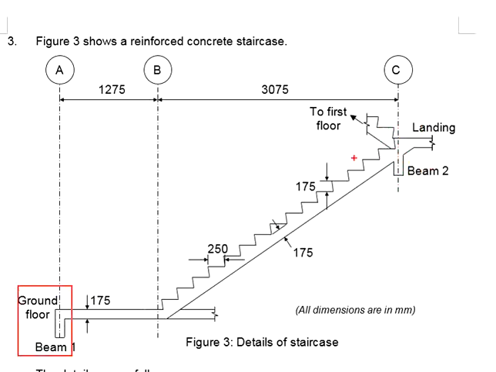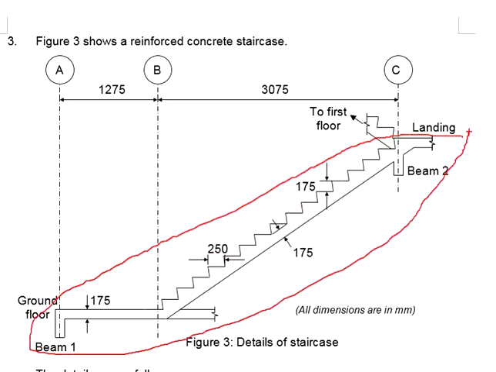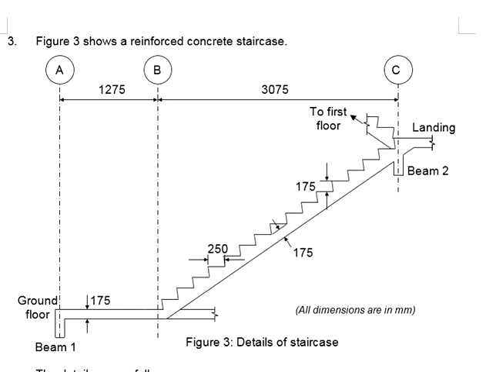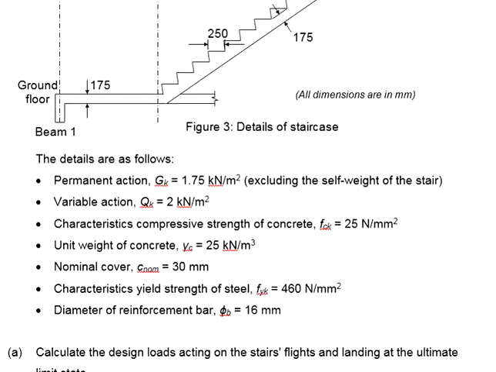Based on the locations of the beams, this determines the effective span of the staircase. The dimensions of the staircase are given here. You can design this part of the staircase and then apply the same detailings for the following part of the staircase. Now let us look at the details.